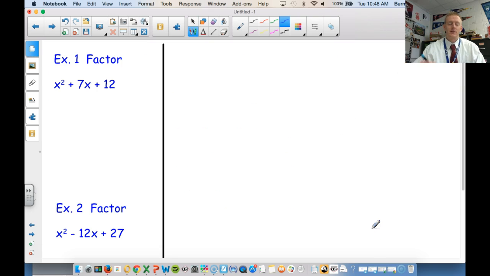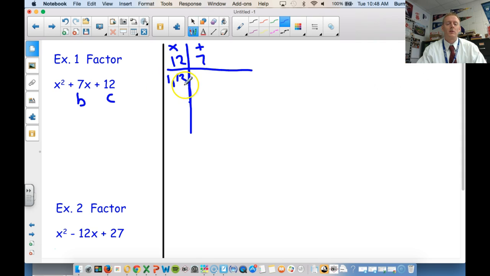So here's our first example. Again, our job, we have a 12 and a 7 for our C and for our B. So we make ourselves a T-chart. What multiplies to make a 12 and what adds to make a 7? So we just go through our list of factors for 12, like 1 and 12. They multiply together to make a 12, but they add to a 13. 2 and 6, they multiply to make a 12, but they add to make an 8.